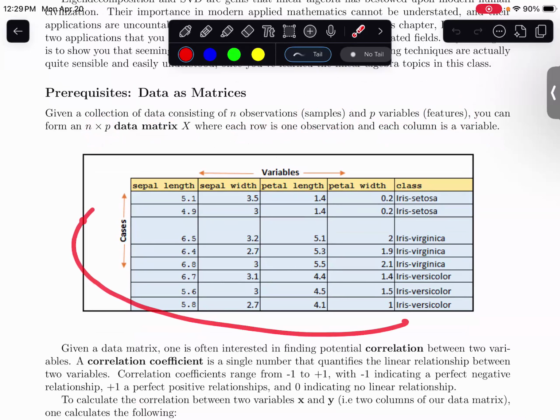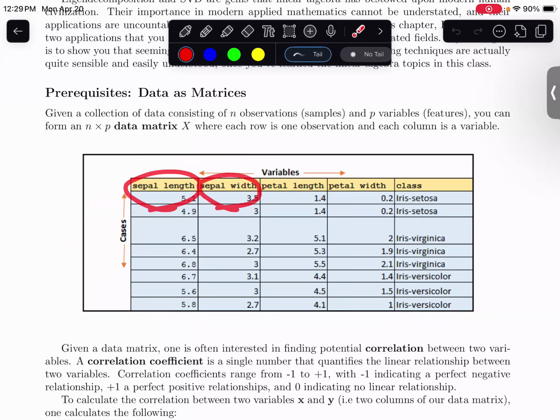So if you look at this, this is a really cliche data set where it gives you a bunch of flowers and tells you various information about their petals and, I don't know, their stem or something like that.